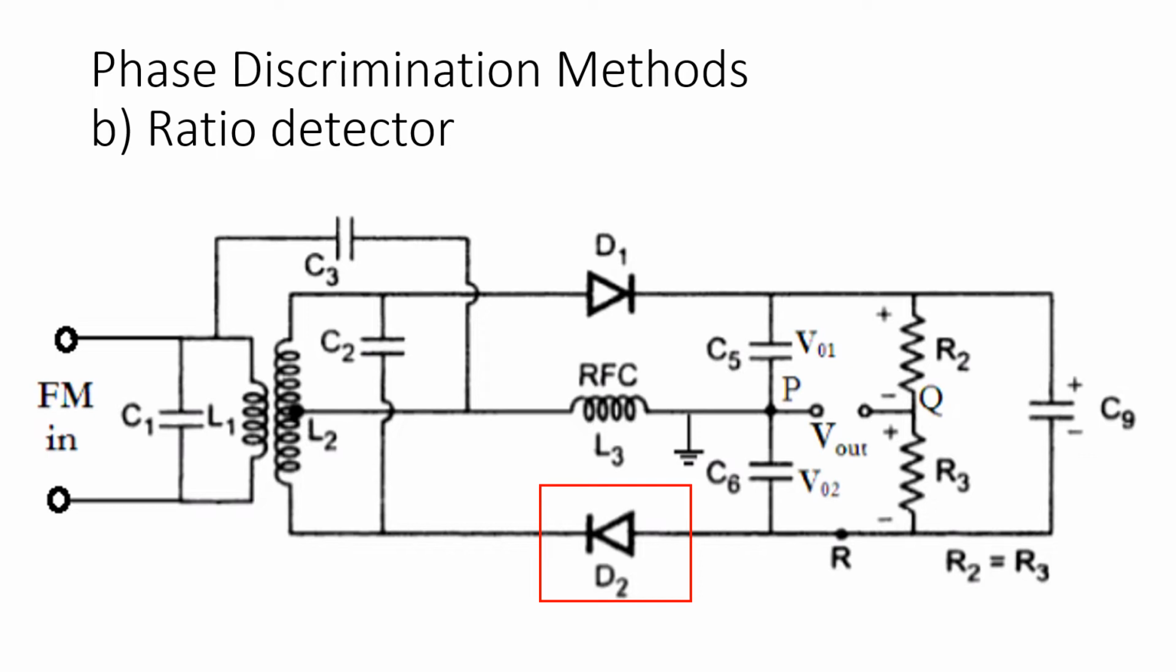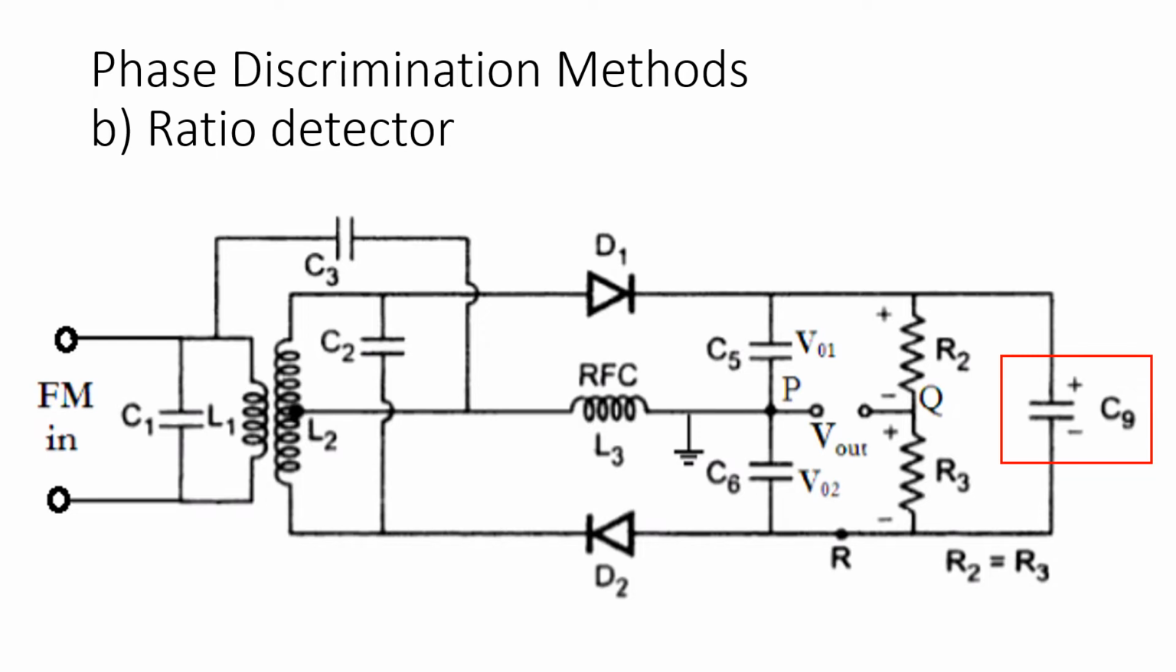Also note down the polarity of V02 across R3. Again, it is exactly opposite than the Foster-Seeley discriminator. A large value capacitor C9 is connected across R2 and R3. This capacitor charges to the peak voltage available across L2.